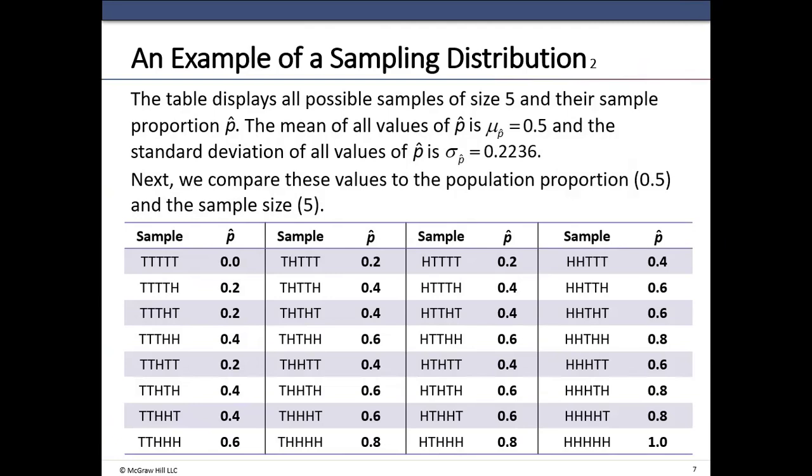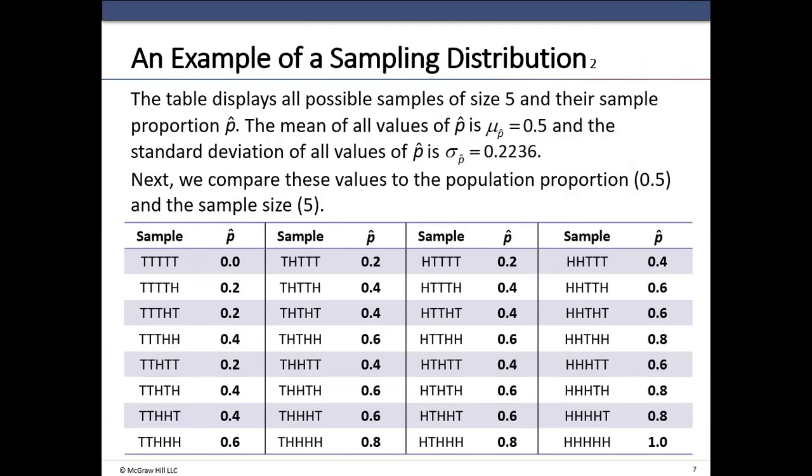The mean of all values of P hat: if we put these 32 values of P hat in the L1 column of the TI-84 calculator, we will get the mean of all these P hats equal to the population proportion, which is 0.5. However, if you get the standard deviation of this, and this is a population, so we are interested in sigma P hat, we will find it is 0.2236.